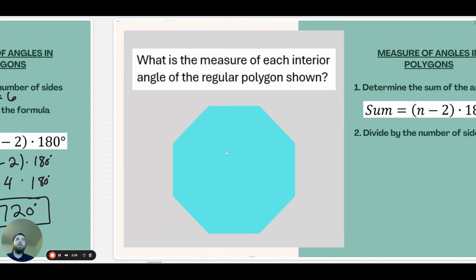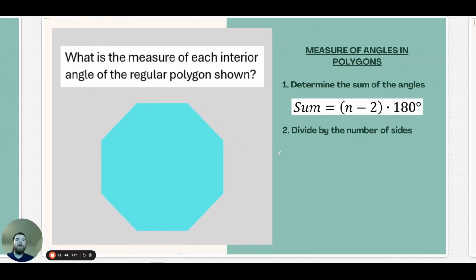All right, next, what is the measure of each individual angle in a regular polygon? So again, remember, all sides are the same, all angles are the same. So first thing you're going to want to do is determine what the sum is. And so I know I've got an octagon here, but you got to find out what your value of n is. And so I'm just going to number these sides real quick. So I get n is 8. And so when I plug that in, I get 8 minus 2, which is just 6. So it's 6 times 180. And so when I multiply those together, my number is going to come out to be 1080. So all of those interior angles are going to add up to 1080 degrees.